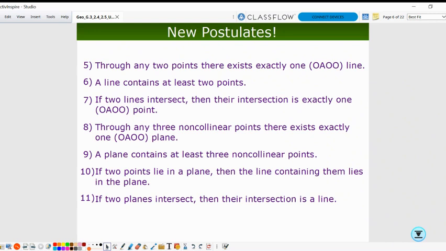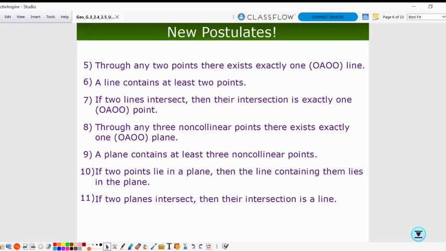The first one is, through any 2 points there exists exactly one and only one line. This abbreviation is for one and only one line. Number 6, a line contains at least 2 points. Number 7, if 2 lines intersect, then their intersection is exactly one and only one point.